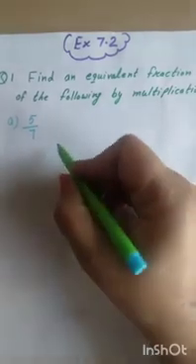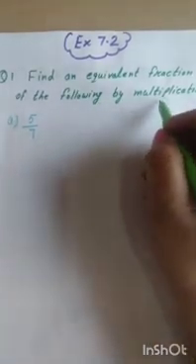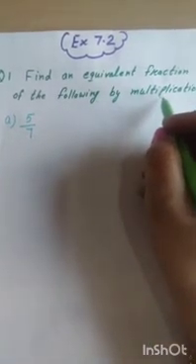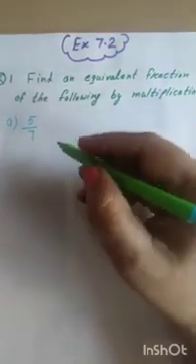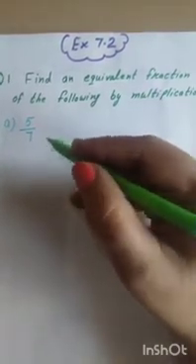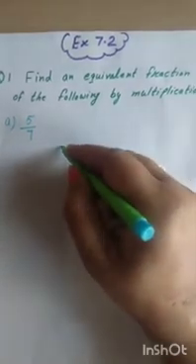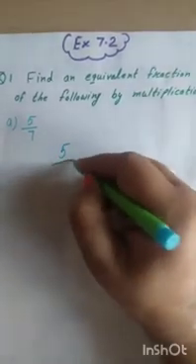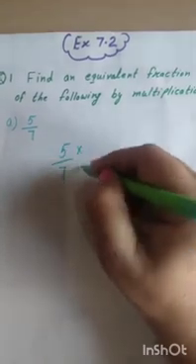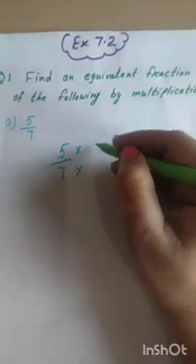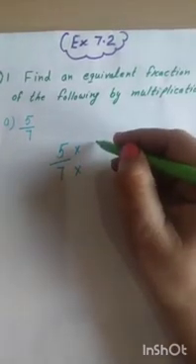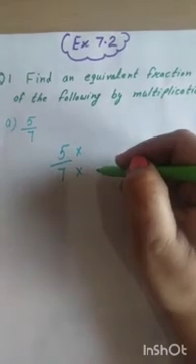How can we find it? Here they told us to follow the multiplication method. Sometimes we can find the equivalent fraction by division also, but here we will find it by multiplication. Now how can I do it? 5 by 7, multiply with the same number in the numerator and the same number in the denominator.